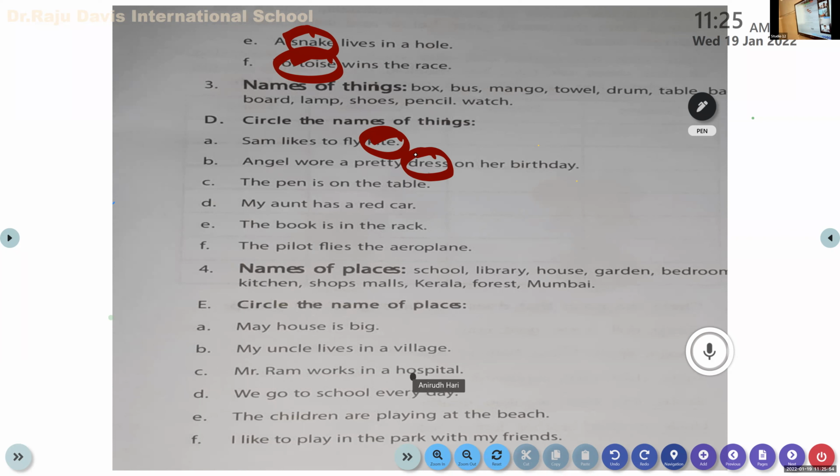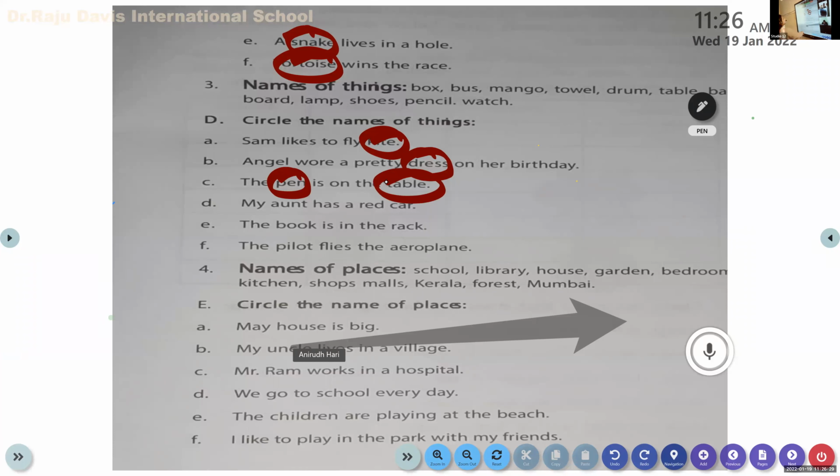Now Dean, come on, Dean. Yes, come on, read the question. The pen is on the table. So pen. Come on, identify the name of the thing there. Pen and table. Yes, very good. Pen and table. So that is how you identify it.